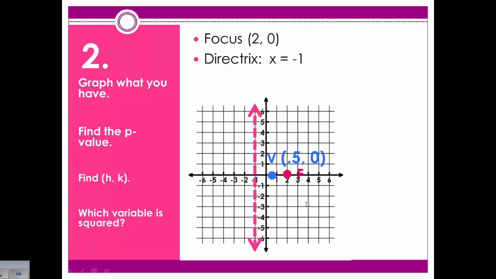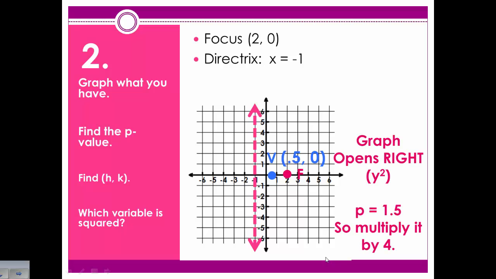We know that the graph is going to open to the right, which means our y value must be squared. To get our denominator of the fraction that sits in front, you're going to multiply that 1.5 times 4. Where did I get 1.5 from? That's the distance from the focus to the vertex.